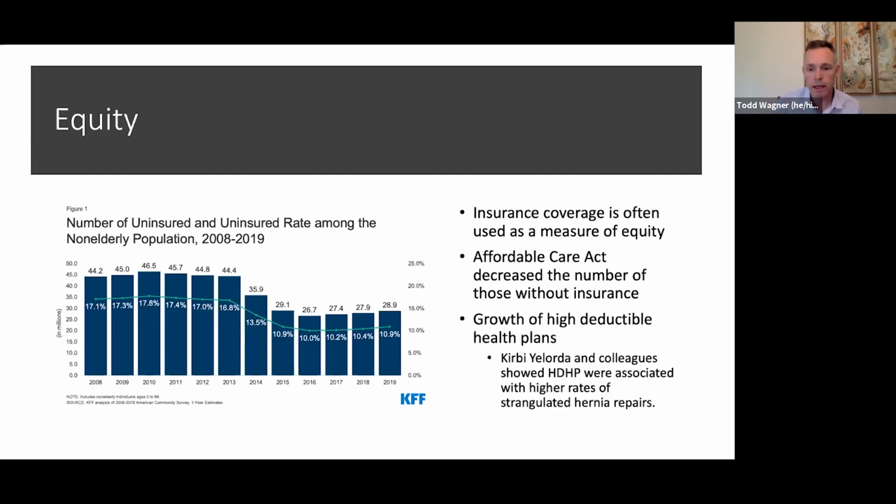And if you were at Holman Day, Kirby Olorda and her colleagues talked about the growth of high deductible health plans. These are health plans where people are expected to pay a higher amount through co-insurance and deductibles, and showed that that was associated with bad outcomes, things like higher rates of strangulated hernia repairs because people are putting off getting appropriate care earlier.